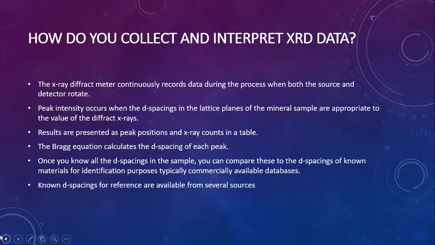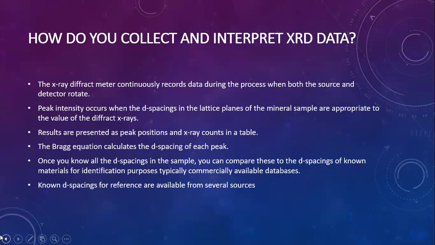Next, how do you collect and interpret XRD data? The X-ray diffractometer continuously records data while both the source and detector rotate. Peak intensity occurs when the d-spacing in the lattice planes of a mineral sample is approximately equal to the wavelength of the diffracted X-rays. Results are presented as peak positions and X-ray counts in a table.